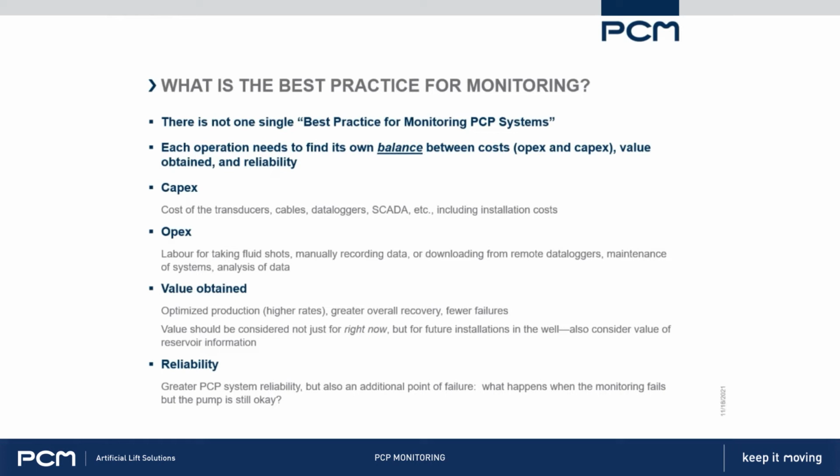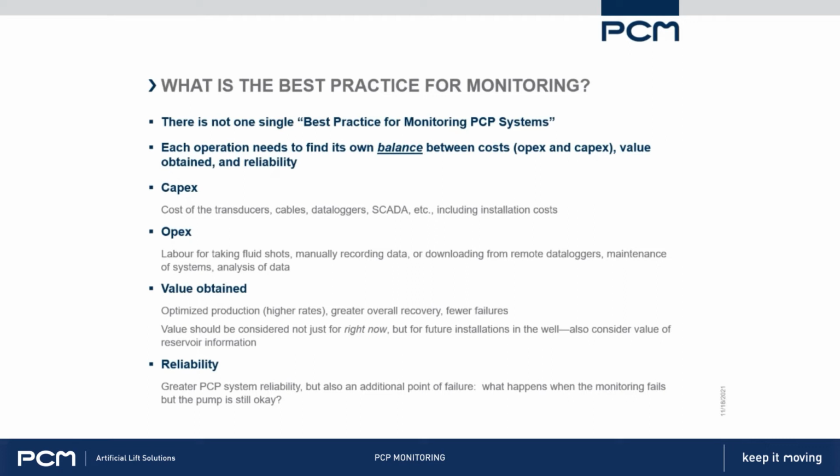Having the monitoring will increase the reliability of the system if you're using it properly, because you can prevent some of those failures. But you also now have an additional point of failure. What happens when the monitoring fails, but the pump is still running? Especially if you have downhole gauges and you lose those. If you have a pump off control system based on downhole monitoring, and you lose the connection to those gauges, or the gauges fail, what do you do now?